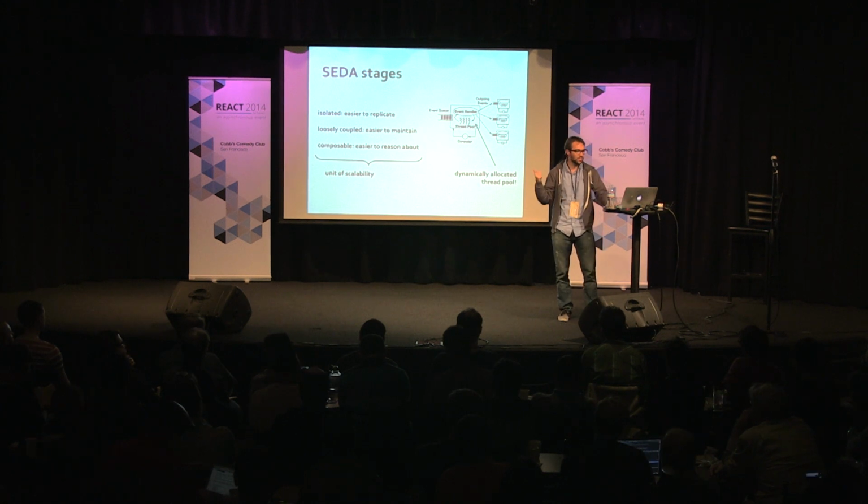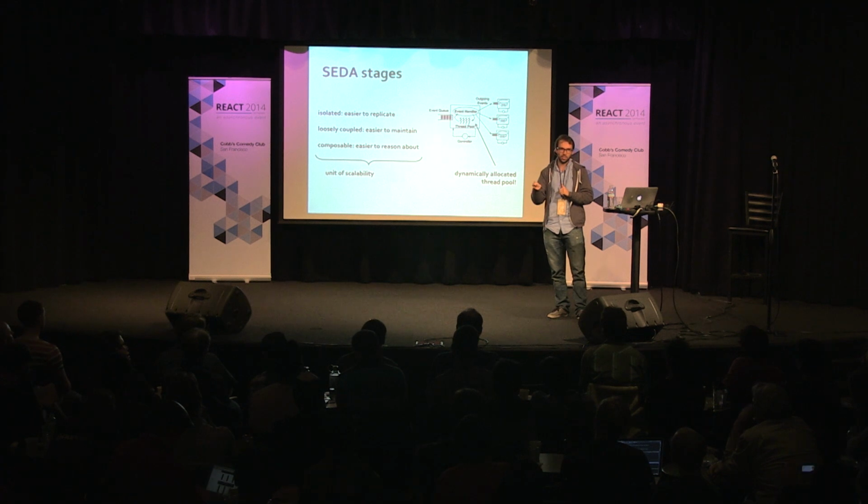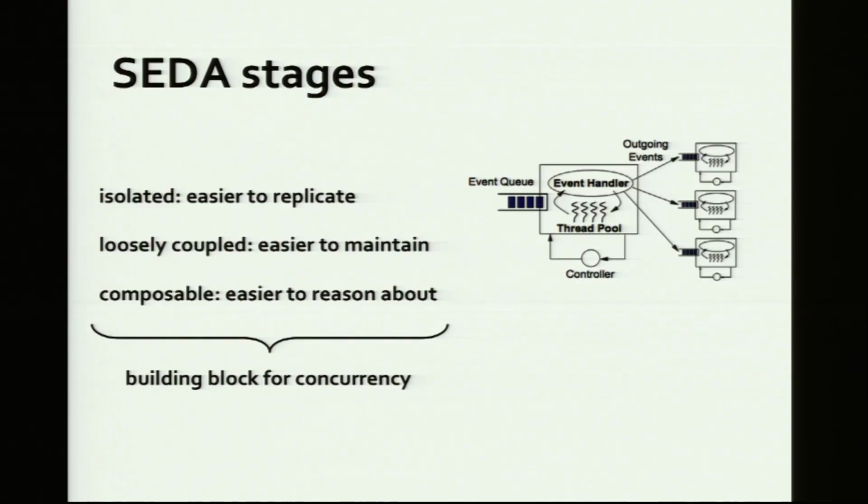And in fact, even in Stata itself, there's this notion that the thread pools are actually dynamic. They actually do scale up and scale down based on the amount of resources that are required for each individual stage. But the other thing that this really gives us is a building block for concurrency. I can replicate these things, I can build these things, and then I can go from there.